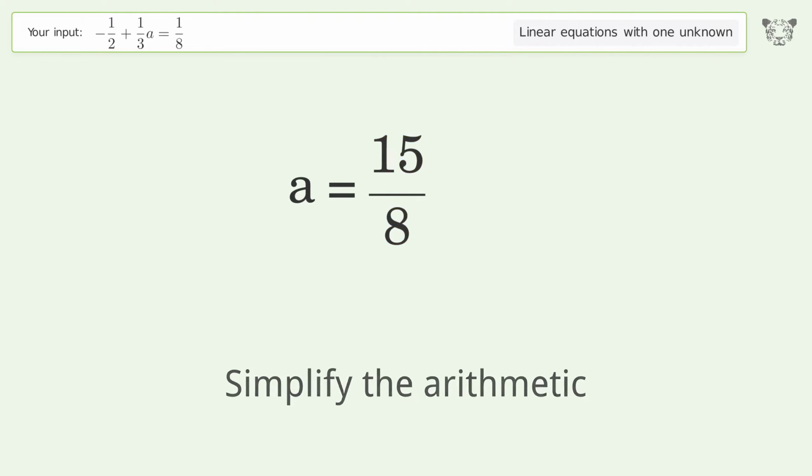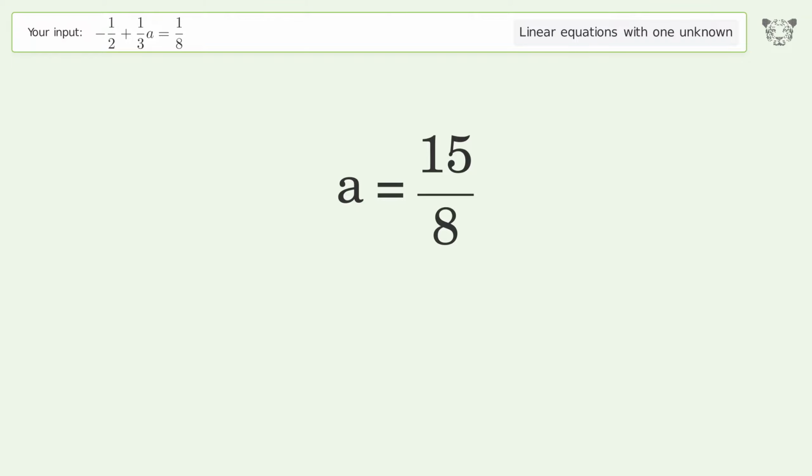And so the final result is a equals 15/8.